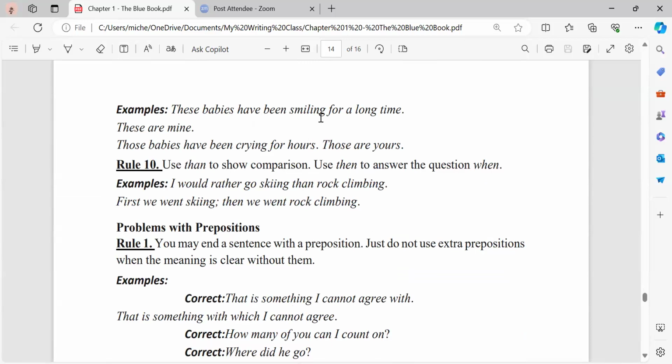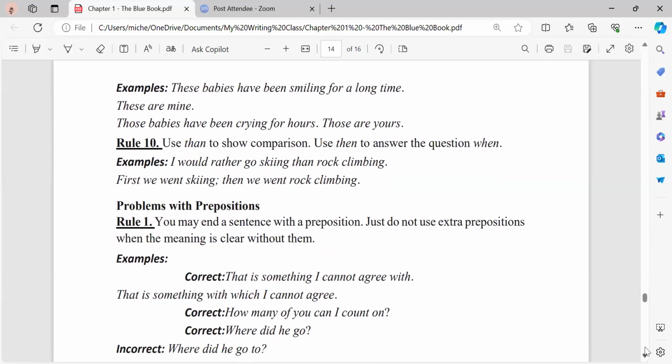Okay, so these babies have been smiling for a long time. So these are mine. These babies are plural, so that's why we use these, not this. And they are nearby us, so we use this as well. So these are mine. Those babies have been crying for hours. Those are yours. So with those, we describe something that is not nearby us. It's at a particular distance right there.